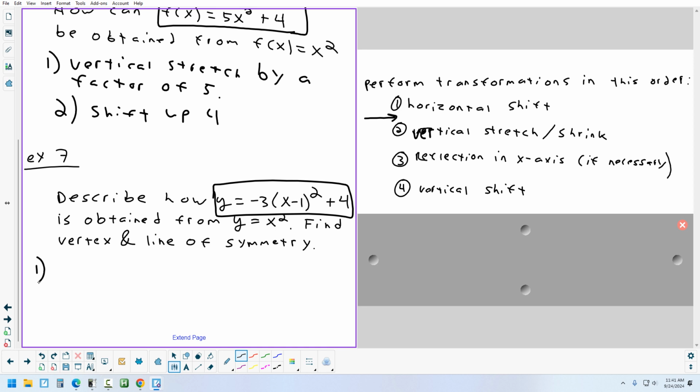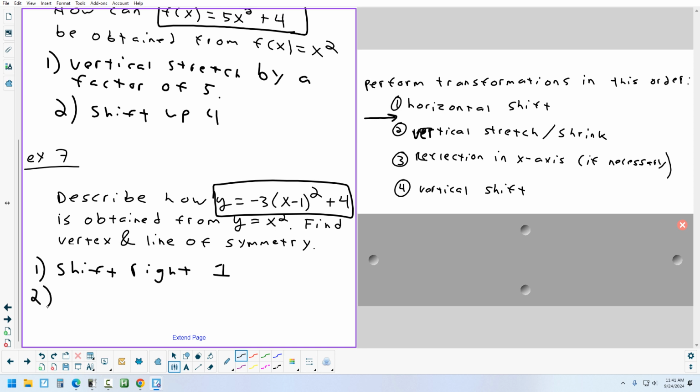Which number is my horizontal shift? Yeah, go ahead, Natalie. -1. Yep, -1. And which way is that going to shift it? Yep, negative is going to shift to the right. So tell me the direction, and then tell me how much. Shift right.